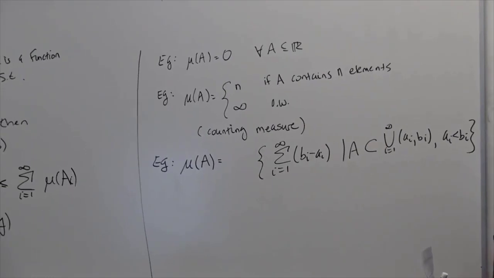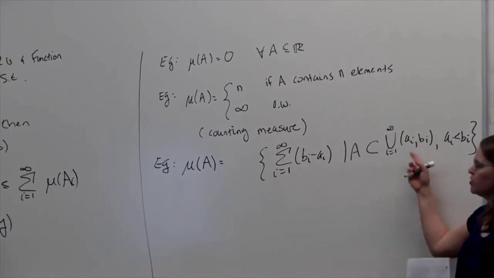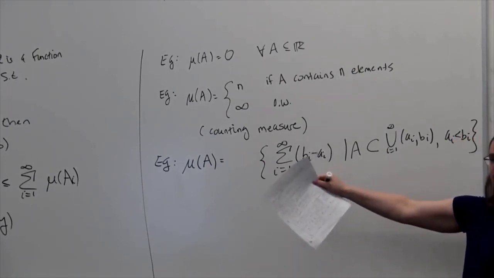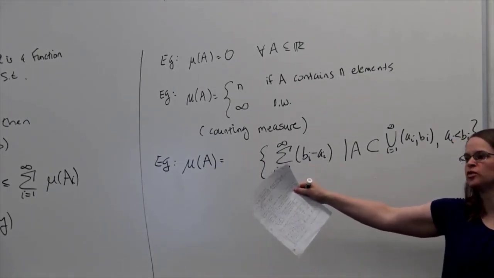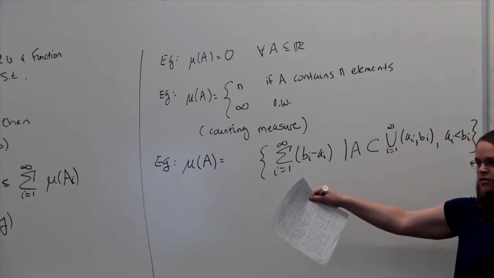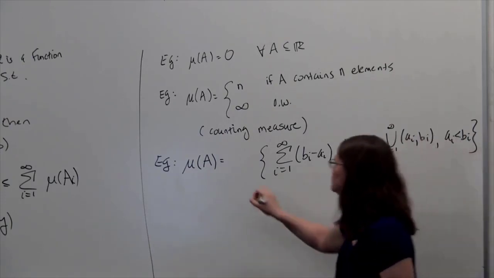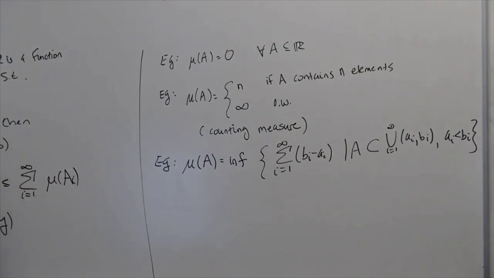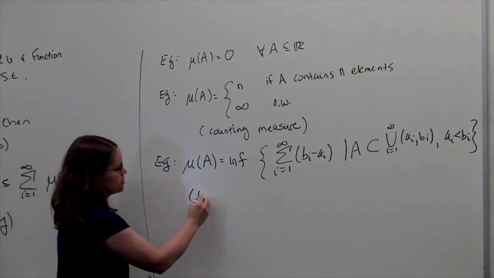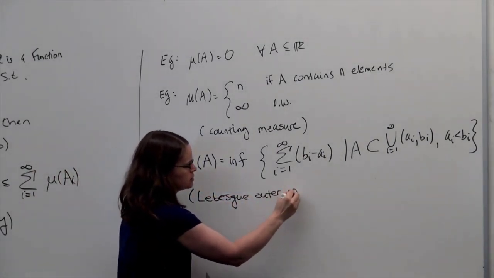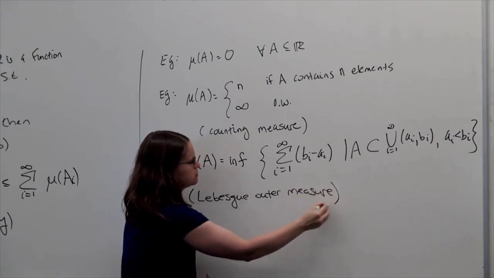So, in some sense, these intervals could overlap. We may have tons of overlap even, right? So if I'm adding up the lengths of all these intervals, I should be getting something that's too big, bigger than the size of my actual set. So what I want to do is take the smallest possible result, the infimum of all of these. And maybe that gives me something that is a reasonable size for my set. So this is called the Lebesgue outer measure.